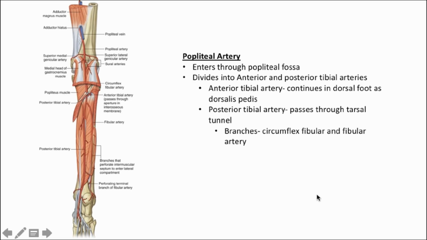So we talk about the arteries. We have the popliteal artery. Remember, it's the major blood supply to the leg and the foot, and it enters the posterior compartment of the leg from the popliteal fossa. And this is behind the knee, like we saw earlier.